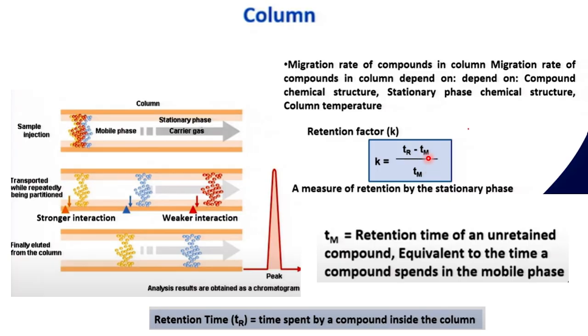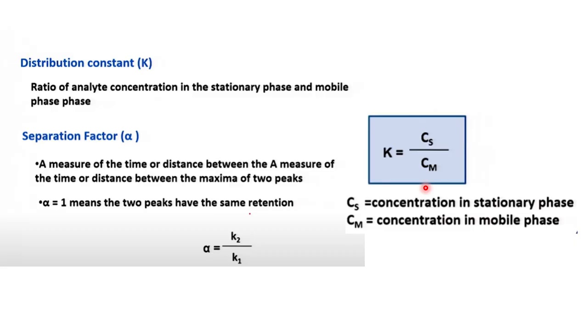Now, the retention factor is TR, the retention time, minus TM. TM is the retention time of an unretained compound, equivalent to the time a compound spends inside the mobile phase. The distribution constant is the ratio of analyte concentration in the stationary phase to that in the mobile phase.